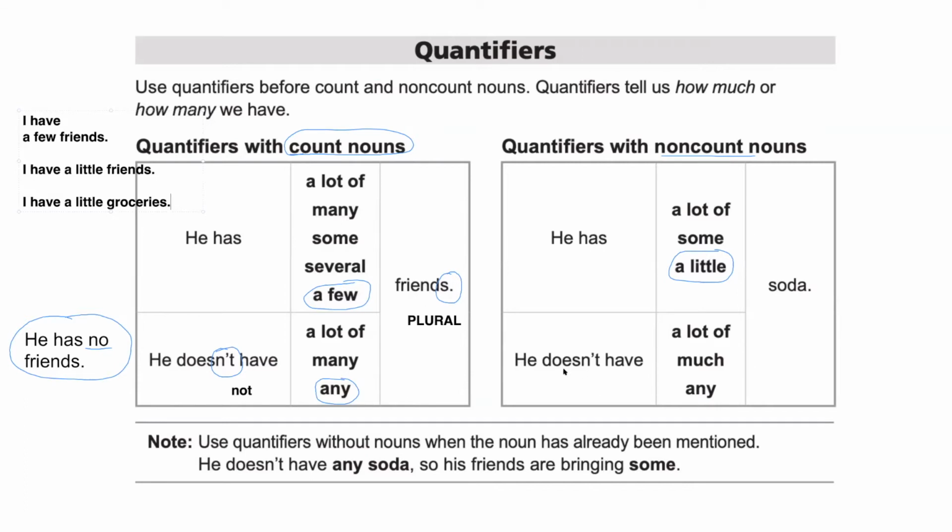And then finally, to talk about negative words. So for example, he doesn't have. So again, with non-countable words like a lot of, or in this case, much. Remember, much is the non-countable version of many. And then finally, the same idea. He doesn't have any soda. So this was something that hopefully you had a chance to practice with in the Burlington English app from last time.